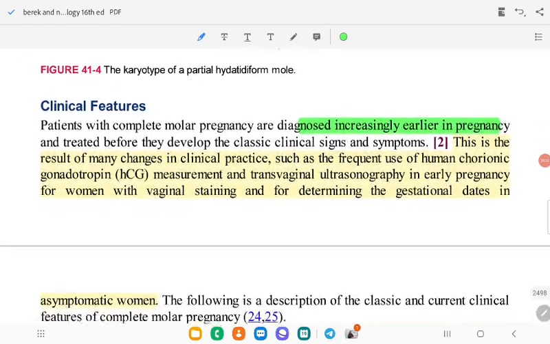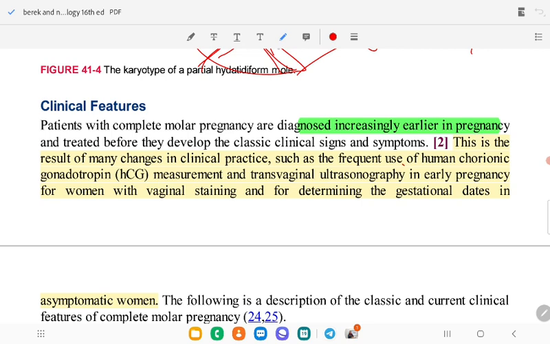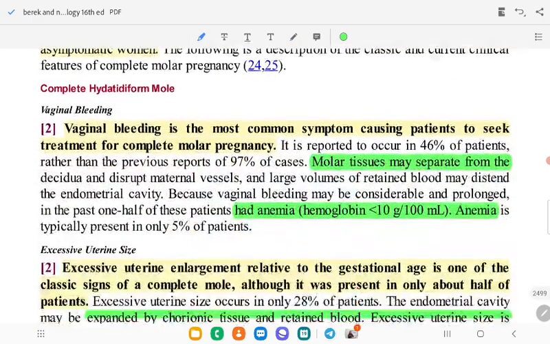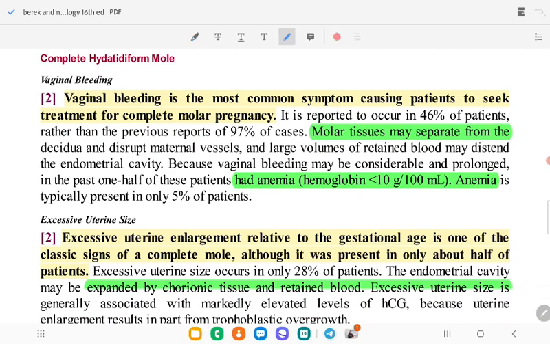Then clinical features. Patients with complete molar pregnancy are diagnosed increasingly earlier in pregnancy and treated before they develop classical signs and symptoms. This is the result of many changes in clinical practice, such as frequent use of HCG measurement in early pregnancy, and ultrasound, when vaginal staining determines the gestation date. What are the clinical features?